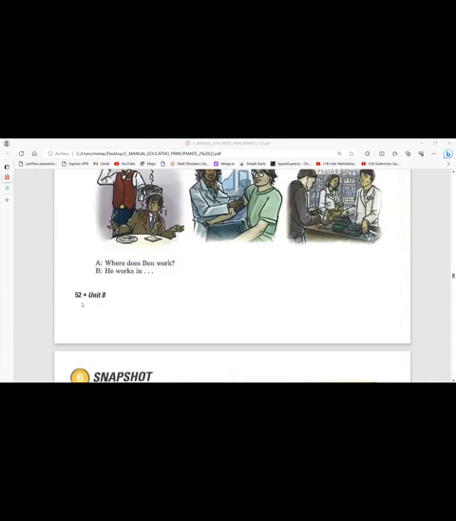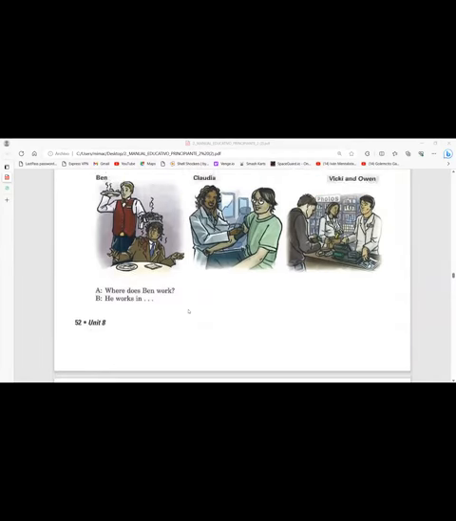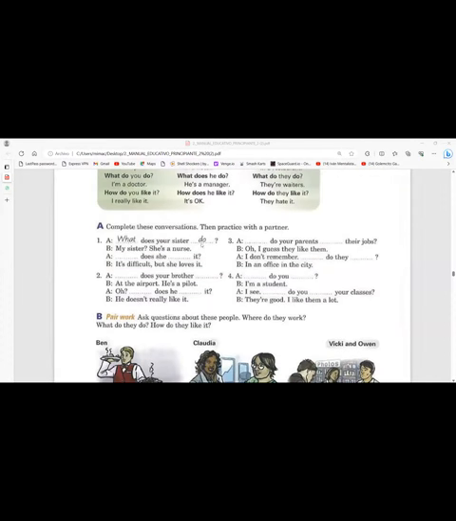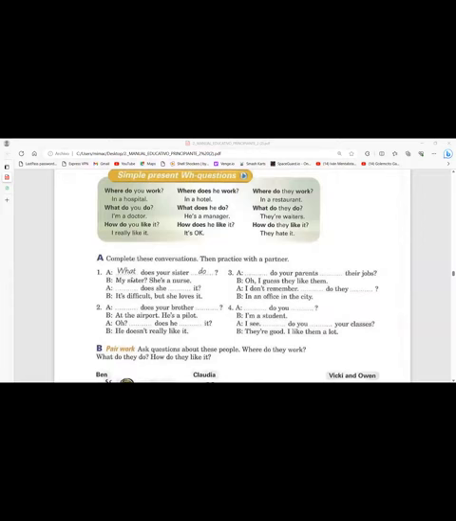Please look for page 52, unit 8 in your manual. And here we're going to be working, okay? Complete these conversations, then practice with a partner using these examples. So we say in conversation one, what does your sister do? My sister, she's a nurse. And then, what do we need to write in there?